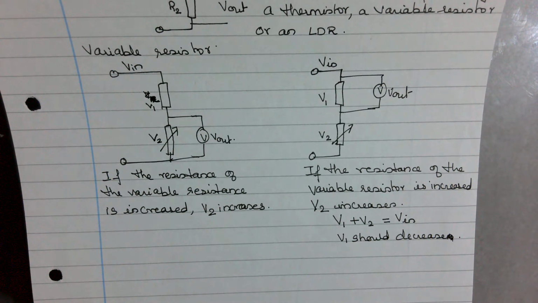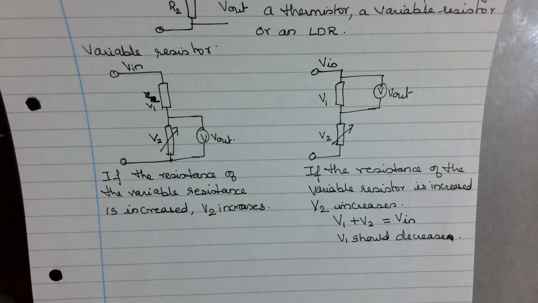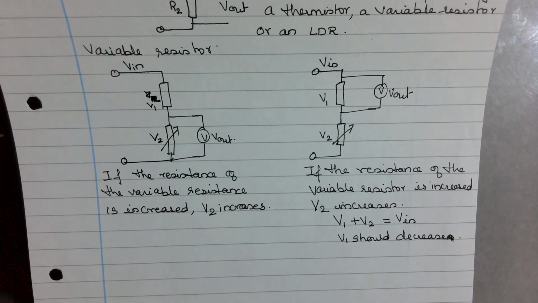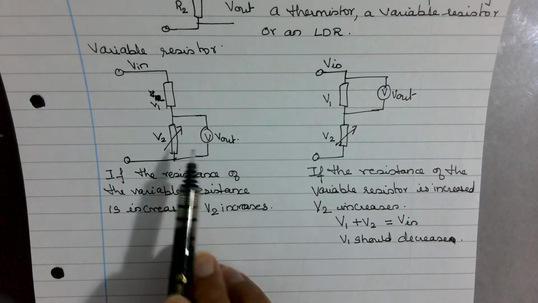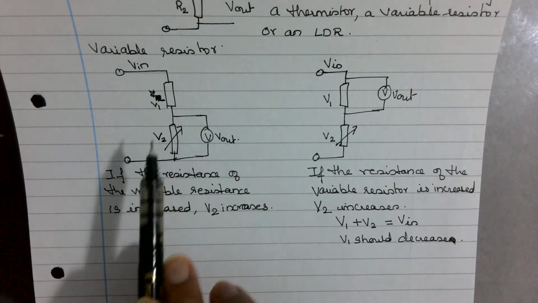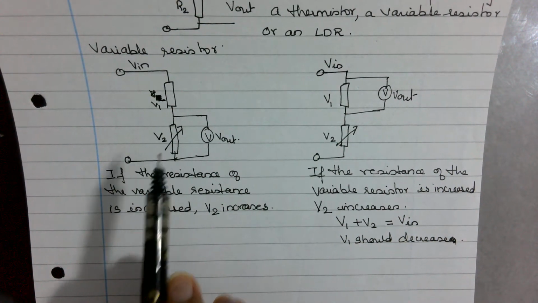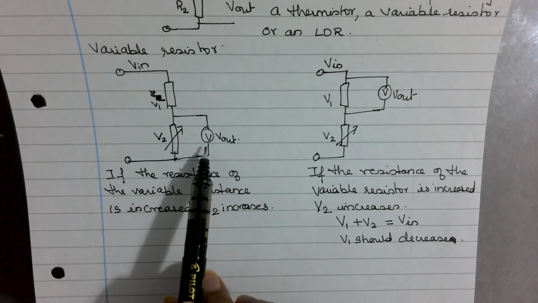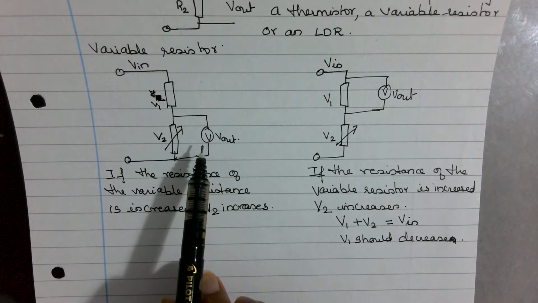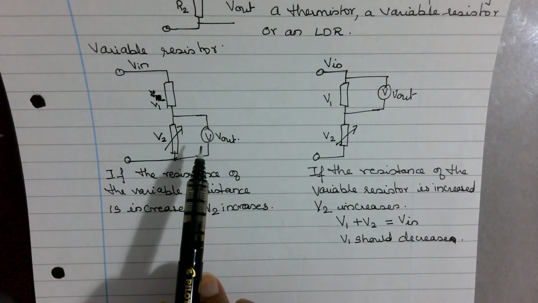Okay, so read the question carefully, what they are asking you for, where the voltmeter is kept. And then based on that, you should say whether the voltmeter reading decreases or increases. If the voltmeter is connected across the varying component, then here, as the resistance increases, the voltmeter reading will also increase.